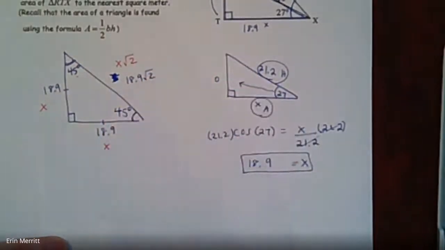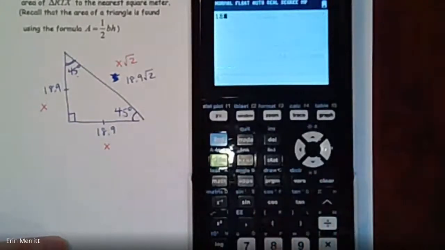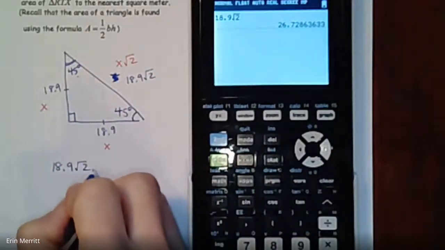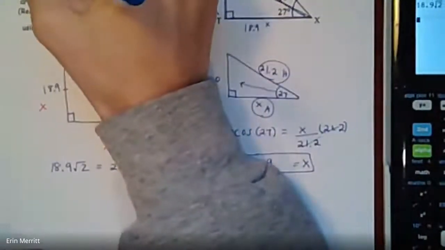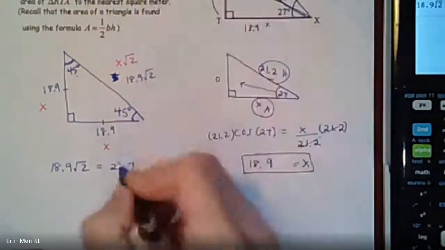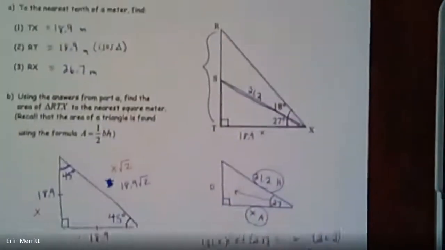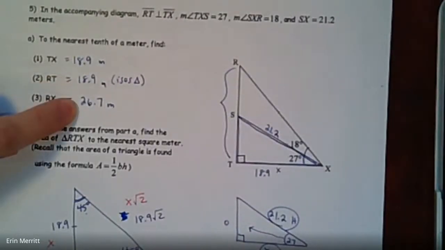Now we're not going to leave the answer that way because it says to the nearest tenth. So if you grab your calculator and do 18.9 radical 2, that comes out to be 26.7. And so that would be my length. And all of these would be meters based on the context from up above. All right, so that would be my 3 right here: 18.9, 18.9, 26.7.